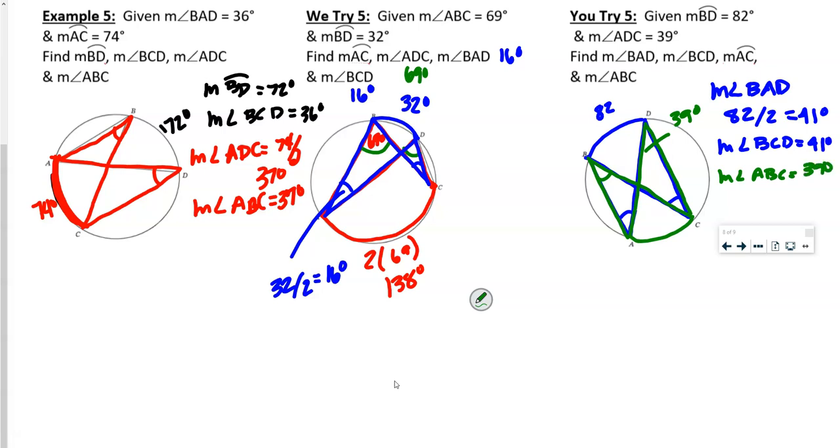Now what do we have to do to find that arc? To find the measure of arc AC, don't we have to do 2 times the 39? And 2 times 39 is 78, right? That's equal to 78 degrees, okay?